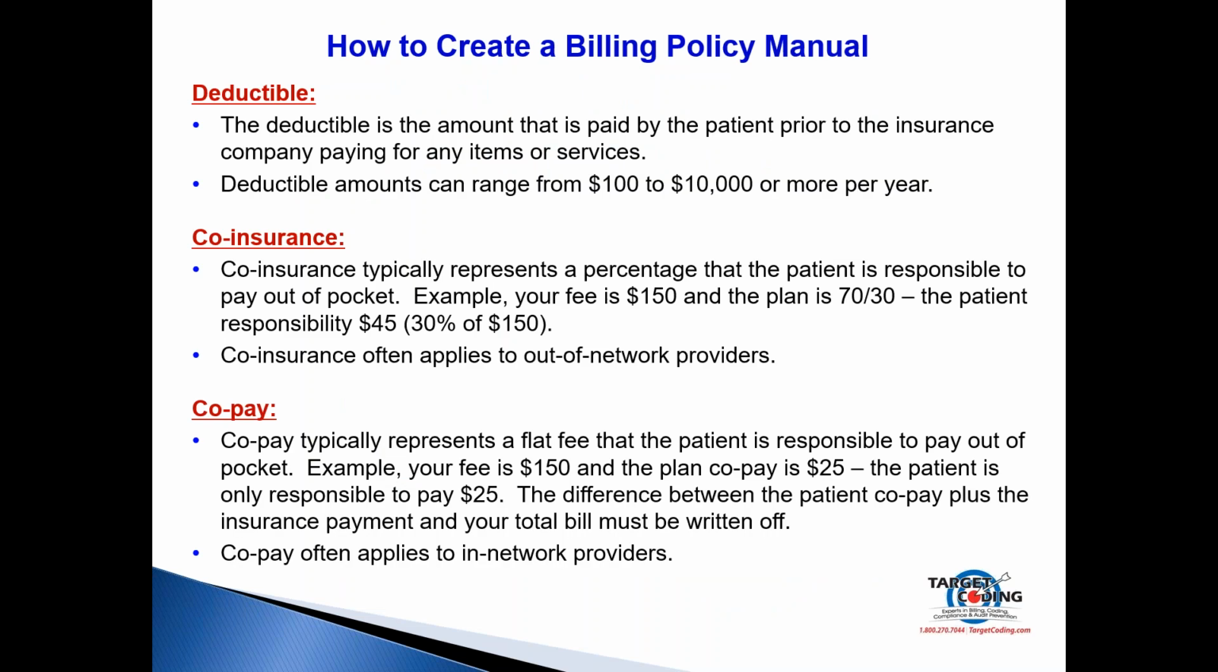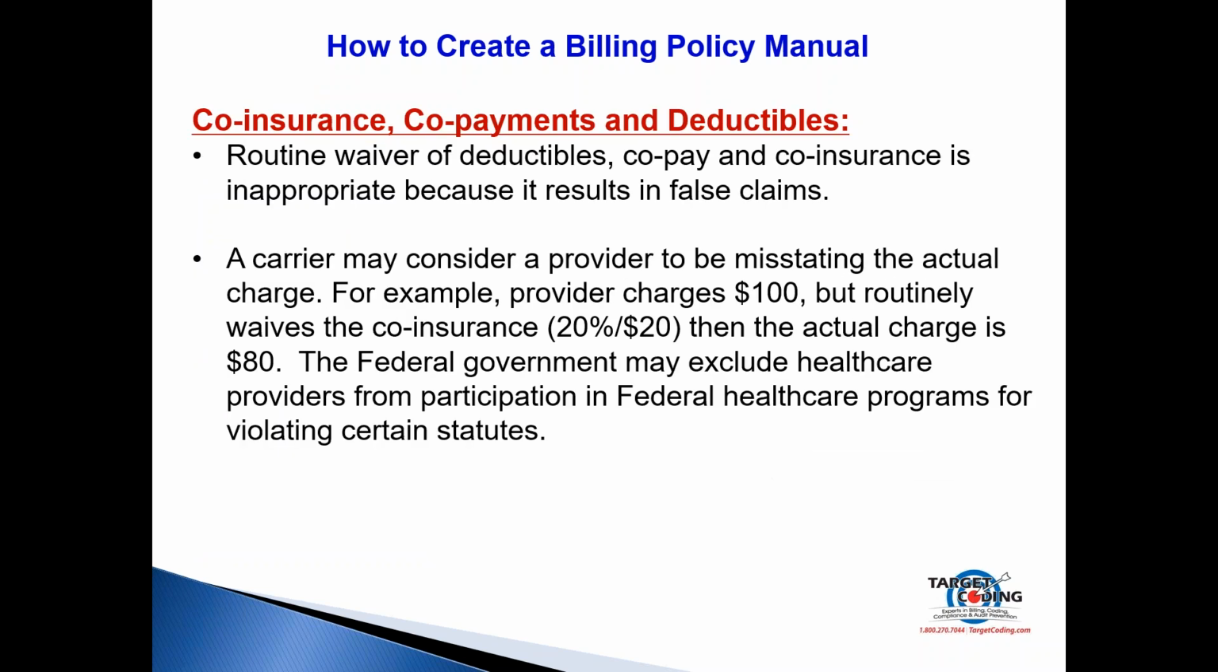Those of you that are new, we have a lot of people on the line this morning, and some of you may be brand new to chiropractic billing and coding. So a deductible is the amount that the patient has to pay prior to the insurance kicking in. Coinsurance is typically for out-of-network providers. It's a percentage of the allowed amount. And a copay is a flat fee that usually applies to in-network providers. Routine waiver of deductibles and copays and coinsurance is illegal. It's inappropriate because it results in a false claim, and this false claim results in a violation of the Anti-Kickback statute. You may have heard of that. AKS, Anti-Kickback statute.